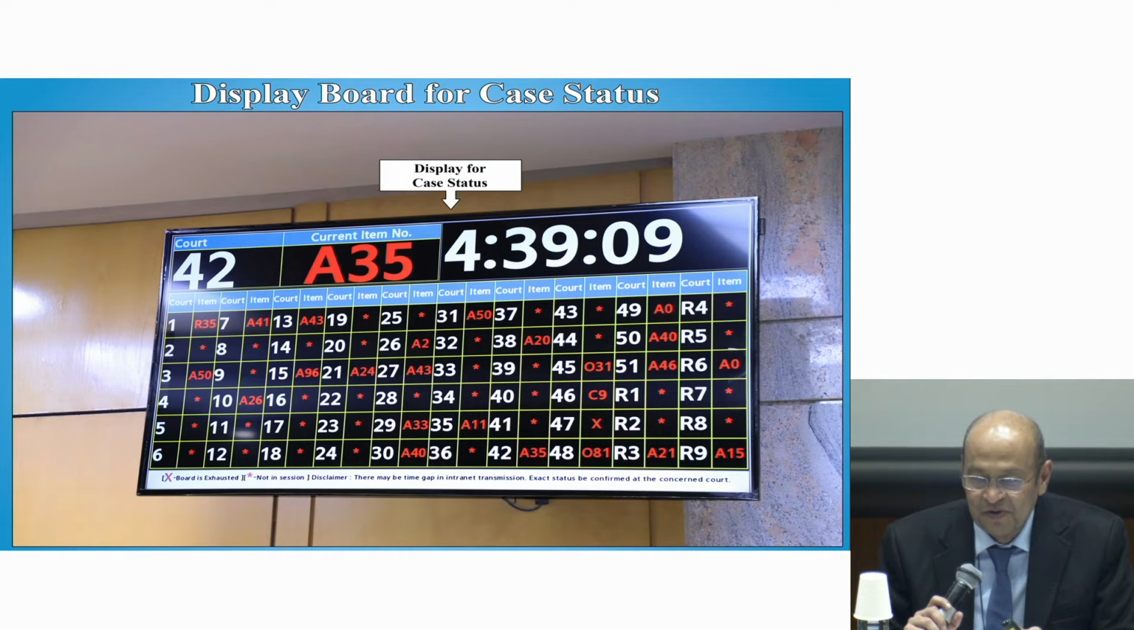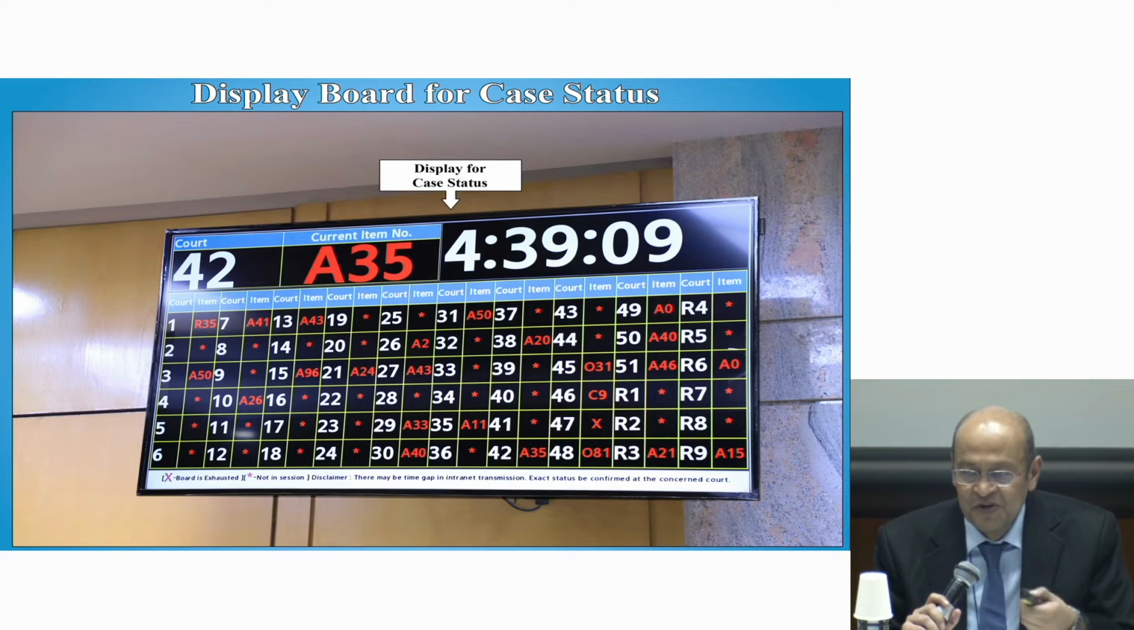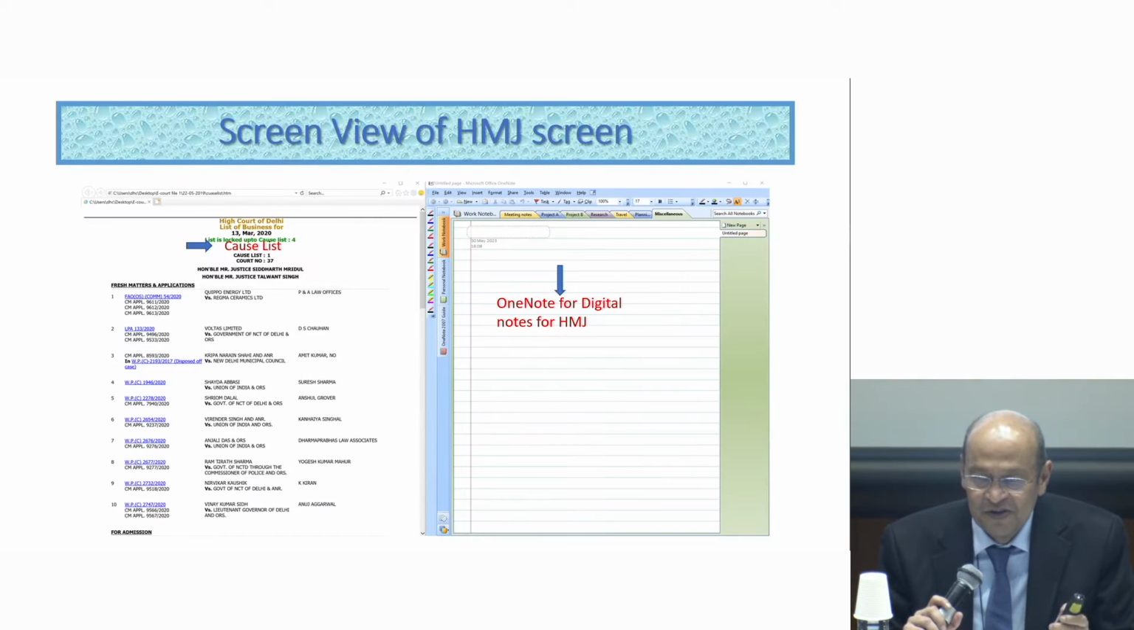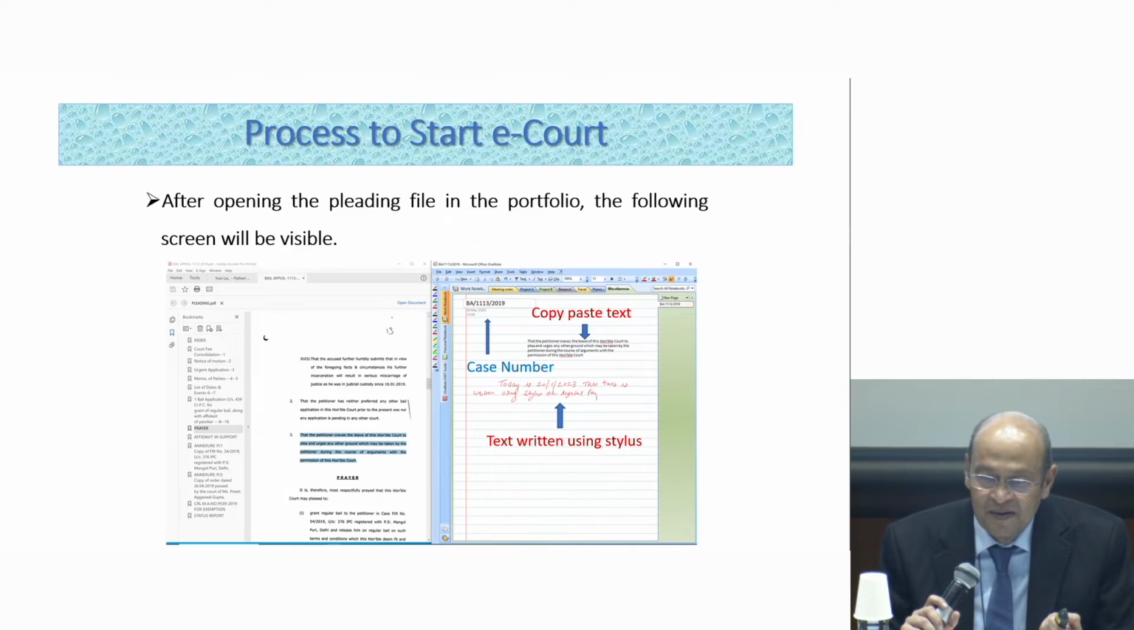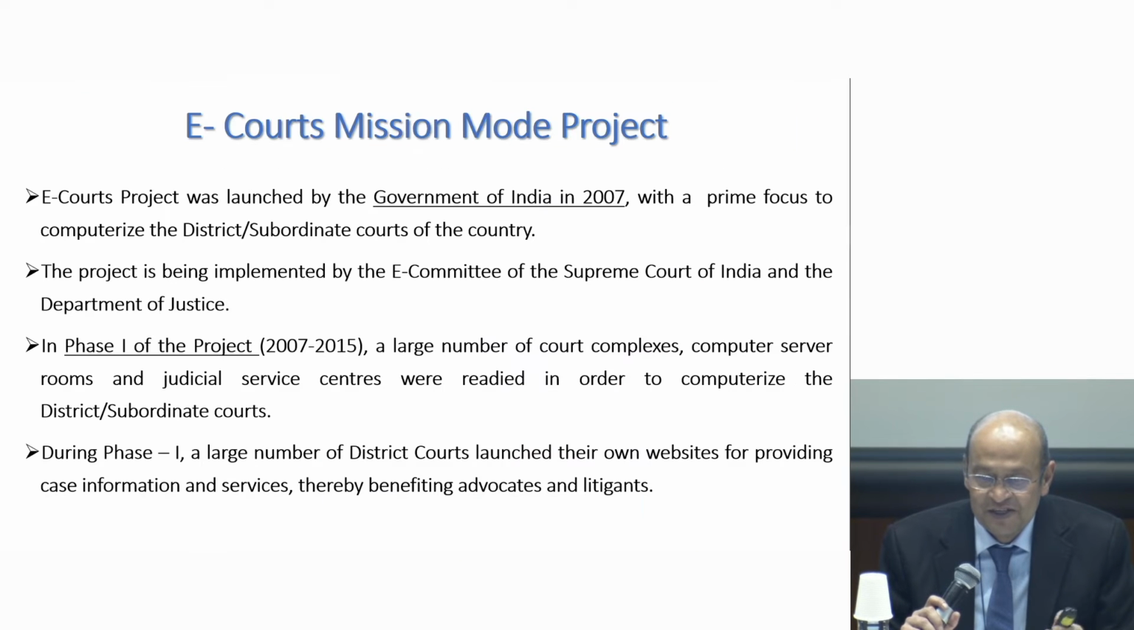That's a closer look of our display board, which is not just there in all courts, but in all corners of the court hall. This is the kind of window which would pop up on one of our screens while we're hearing an e-file matter. You have the list on the left which shows you the matters posted on the day. You have a notebook next to you, and once you open, you have all files in PDF format which can be edited, written upon. You can make notes simultaneously.